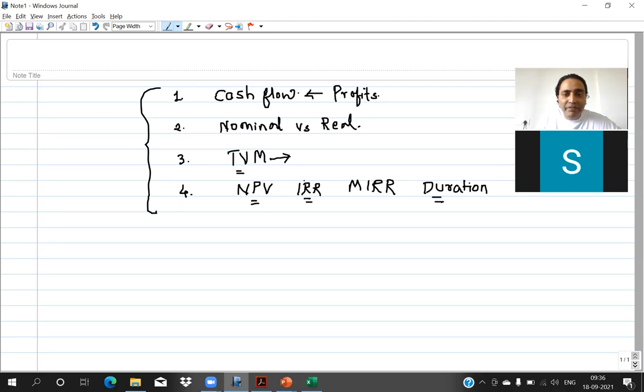Concepts bhi dekhenge. What is NPV, IRR? Although we have studied this in FM, but as I said, the applications are there even in AFM. Okay. Aur kuch hum aur subtle concepts dekhenge. In NPV and IRR. MIRR, this is a completely new tool. You must have not studied this in FM at all. And duration, duration to super advanced tool hai, jo hum AFM mein hi padhenge. We are going to study this in AFM only. All right, so first things first.